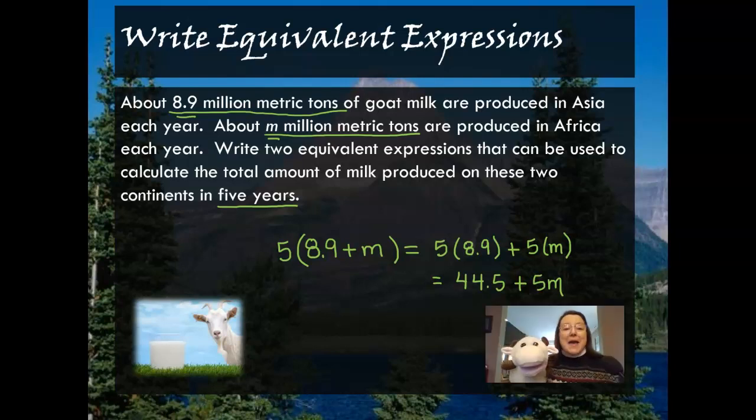Wow, Gottlieb, 8.9 million metric tons of milk in Asia, and then some very large amount in Africa as well? Wow, that is just a lot of milk. Who knew that goats were such an important resource?